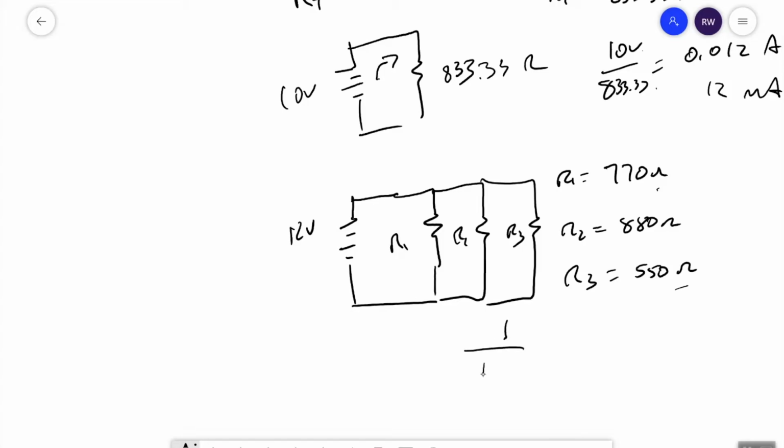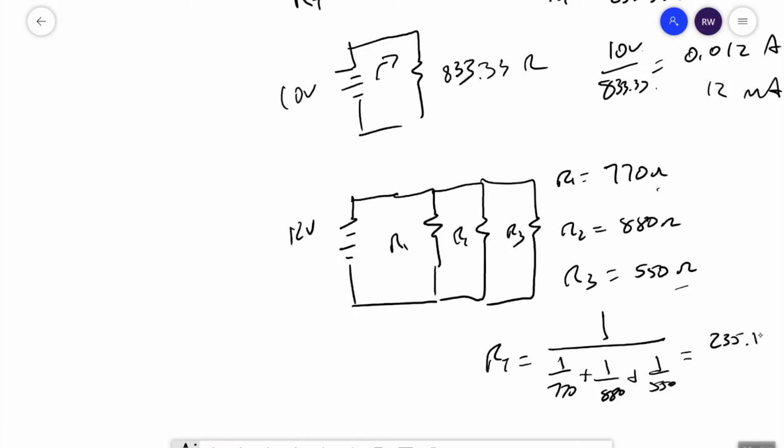So 1 over RT, or let's use the alternative formula. R total is going to be 1 over 770 plus 1 over 880 plus 1 over 550. When you do the math, 770 invert plus 880 invert plus 550 invert equals, then invert, I get 235.11 ohms. Let's check that again. 770 invert plus 880 invert plus 550 invert equals, and then invert, yep, 235.11.